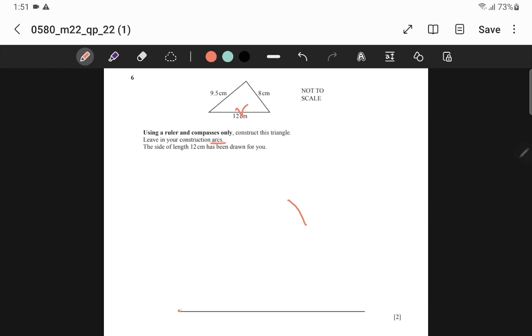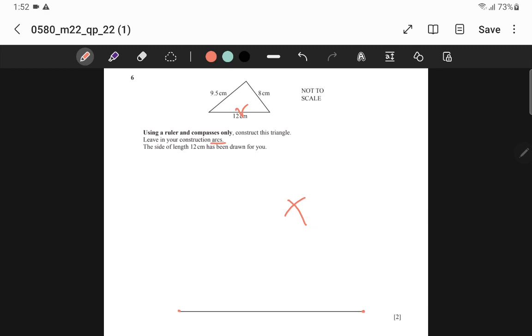What does it mean? It means that the distance between this vertex and all the points on this arc will always be 9.5, because we are dealing with a radius. And then after that, for the 8 centimeter side, you set the distance between the point and the pencil to 8 centimeters, and then you put the point on this vertex. And then the pencil, you use it to draw an arc, for example, like this. So the distance between this vertex and all the points of this arc will be 8 centimeters.